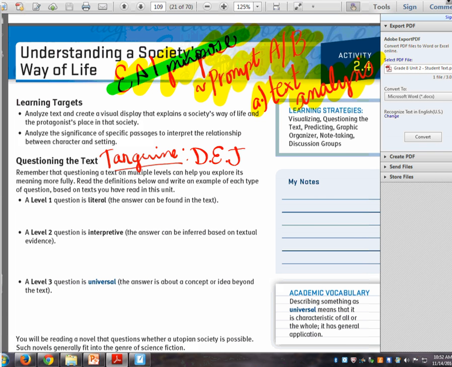How many of you remember reading Tangerine? How many of you remember doing a double entry journal? You guys worked with levels of questioning. So on one side of the double entry journal, you were creating questions to help you review the story itself, and then you were answering them with a partner. So what we're doing is a quick review of the levels of questioning. You're going to need a highlighter, so go ahead and grab a highlighter, have it ready.